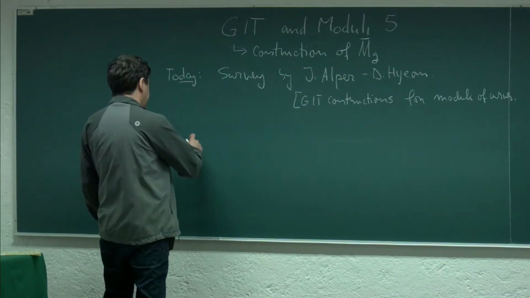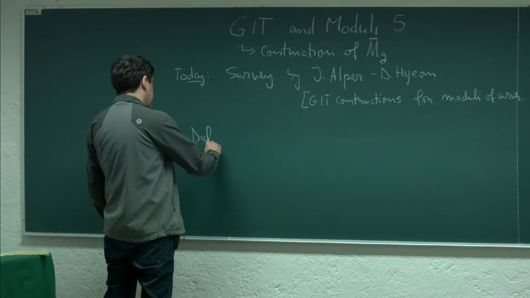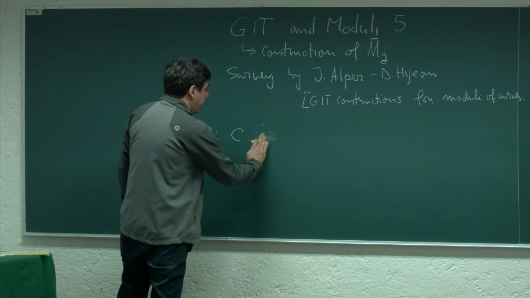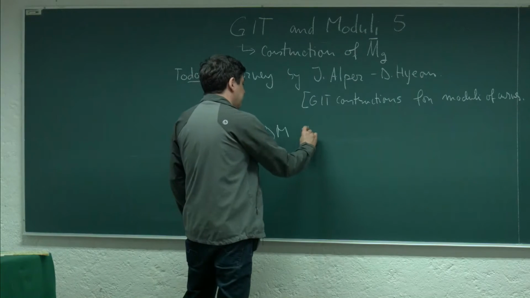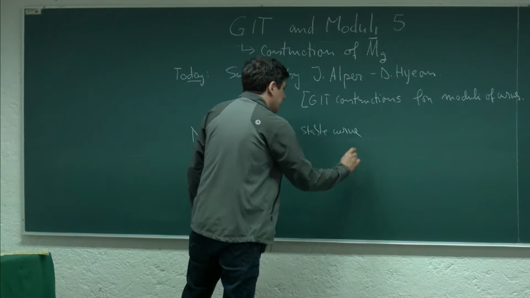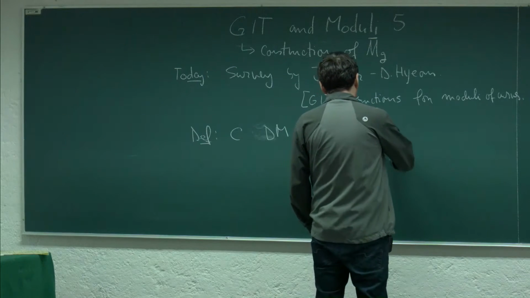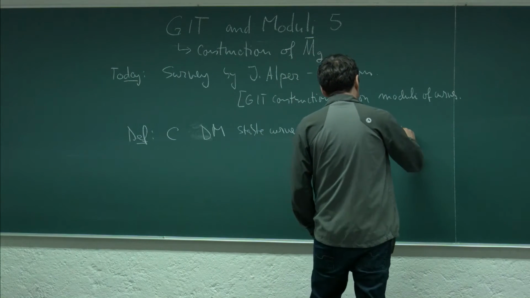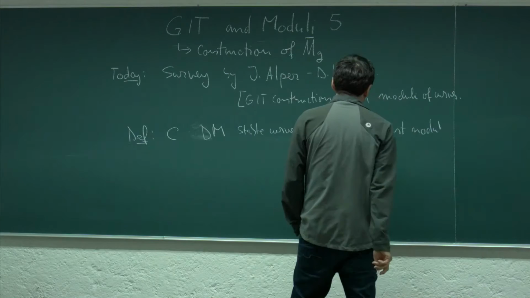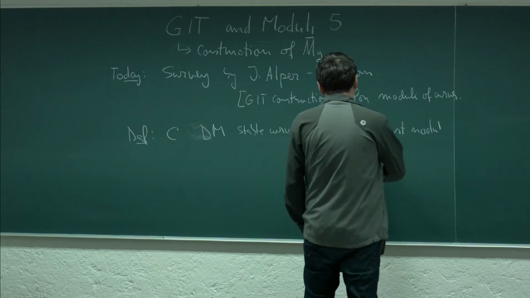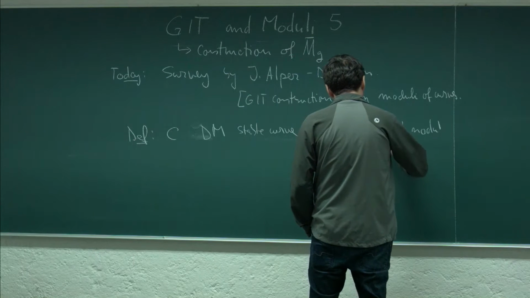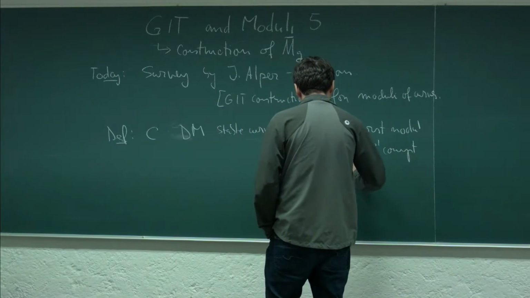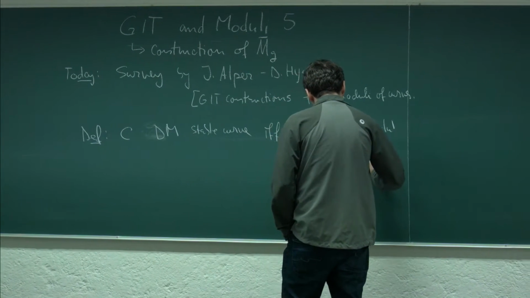So the goal is to construct the moduli space of curves, and let me start by recalling that C is a Deligne-Mumford stable curve if and only if C is at worst nodal and every P1 component, every rational component, has at least 3 marked points.